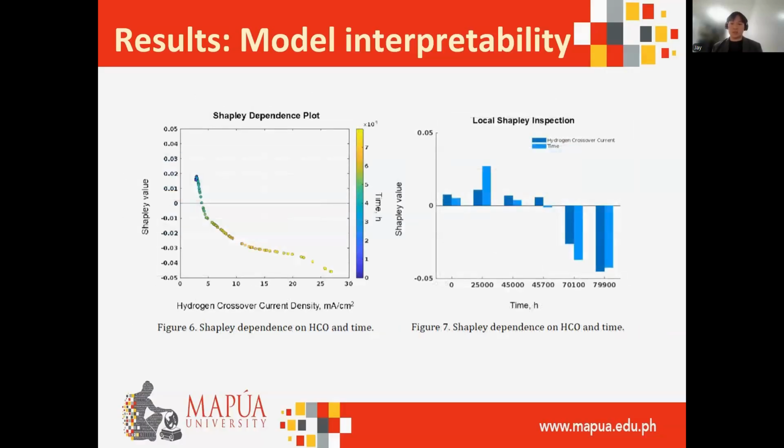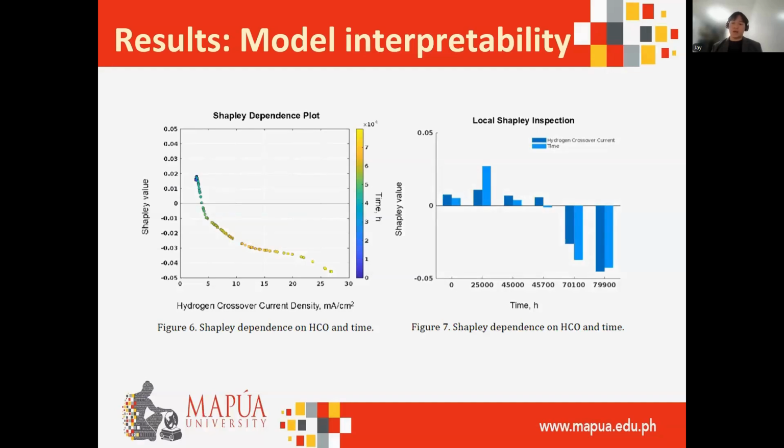The Shapley dependence plot in figure 6 identifies clear degradation phases. First, OCV remains relatively stable until approximately 35,000 hours, and then it exhibits accelerated decline between 40,000 and 60,000 hours, and then experiences the steepest losses beyond 70,000 hours.